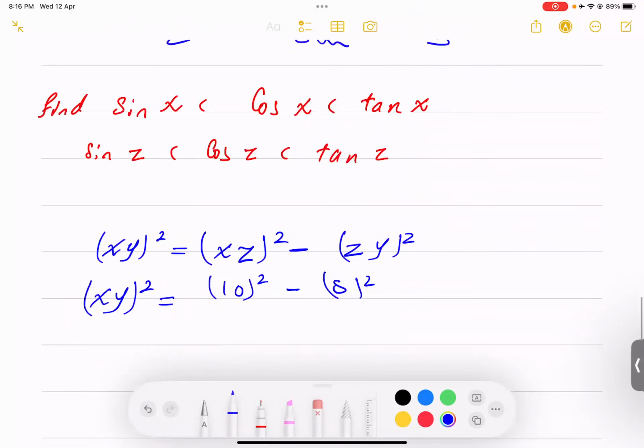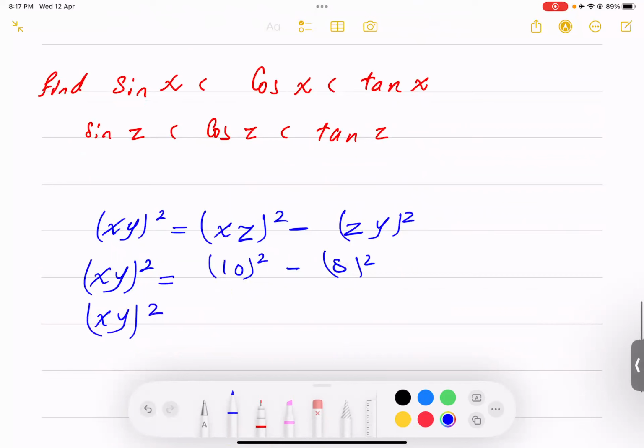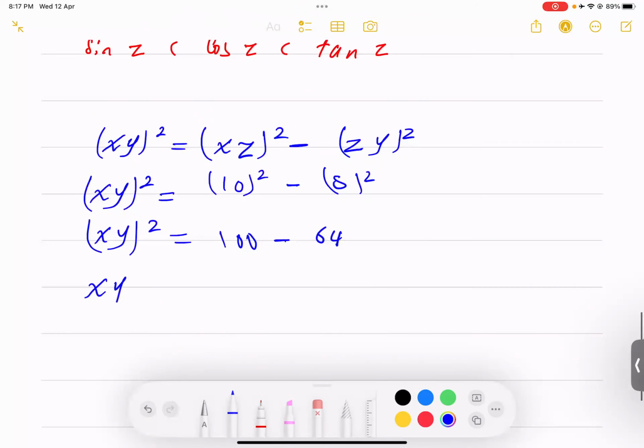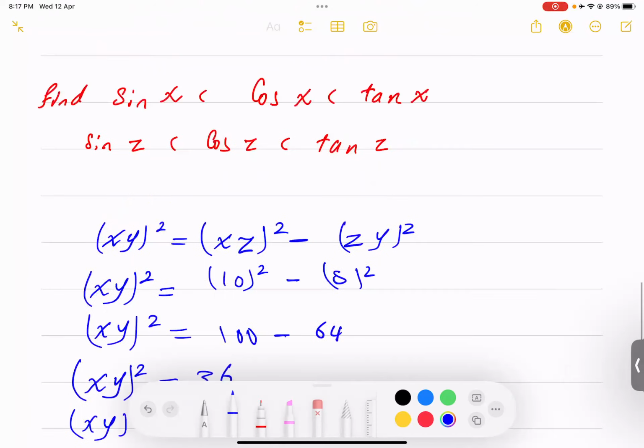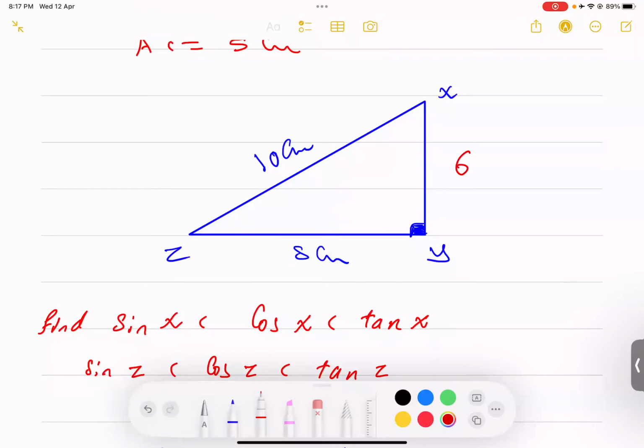Yeah, okay. Let me get the expansion. So this one's supposed to be 100 minus 64. Is that correct? Yeah, so xy power 2 is going to be 36. So what should I do? Get the square root of 36, which is going to be 6 centimeter. Yeah, so it's obviously clear. I tried to figure out every single side of it. So let me try to write it. So we have this part as 6 centimeter. I got it. Is it correct?